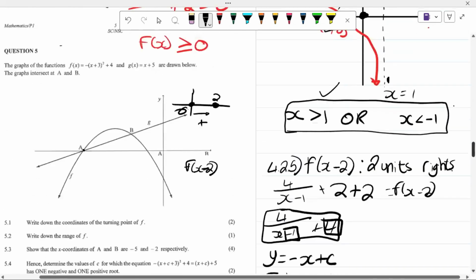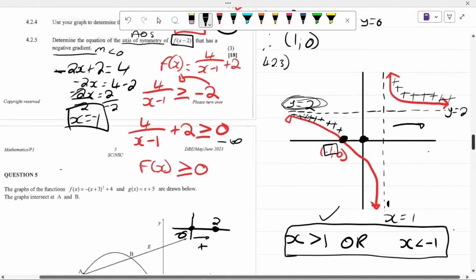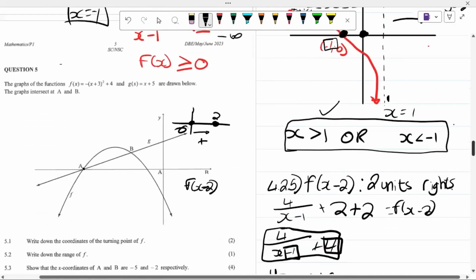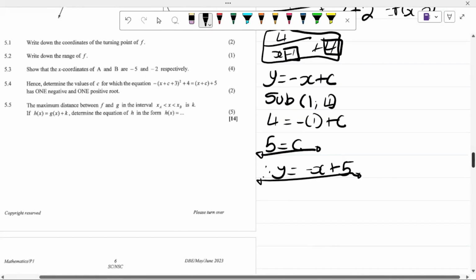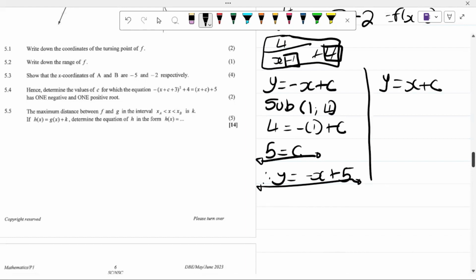Are we good? So say if you have a positive gradient, then the formula is y equals positive x plus c. You're just going to put x plus c, then still substitute your point of intersection of your asymptotes. It's exactly the same thing.